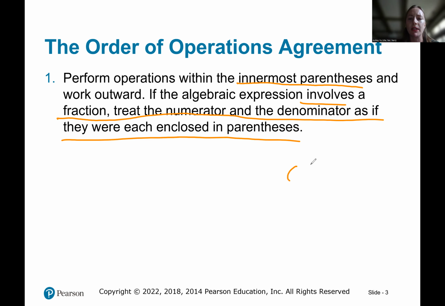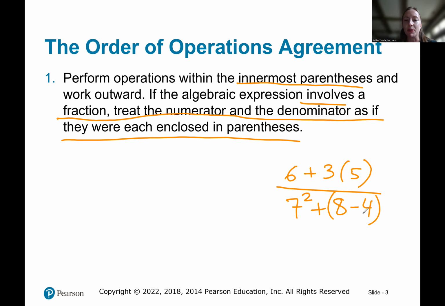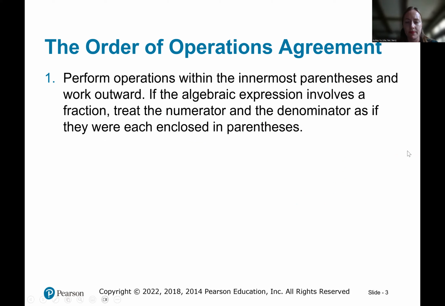So if you had, I'm just making this up, 6 plus 3 times 5 over 7 to the second power plus 8 minus 4. As it said in that paragraph above, simplify the numerator and denominator separately as if they were each enclosed in parentheses. You simplify the numerator down to just one number, simplify the denominator down to just one number, and then once it's a number over a number all simplified, then maybe you could do something with that. You can go further maybe. Okay, let's see. What else?